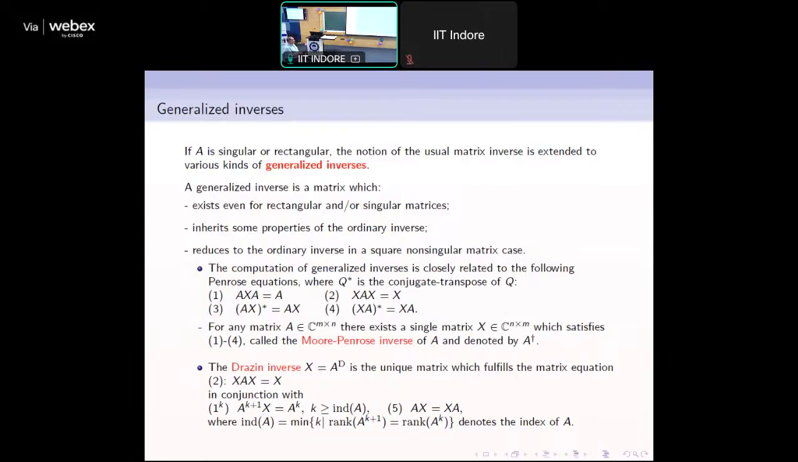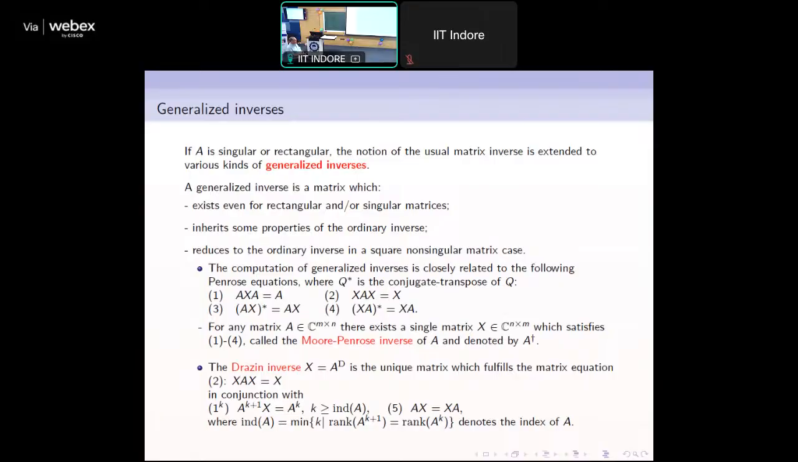Another unique G inverse is the Drazin inverse. It is the unique solution of matrix equation 2 and two additional matrix equations, 1k and 5. Property 5 means that the Drazin inverse is commutative with the original matrix. In property 1k, we have one natural integer, which denotes the index of the matrix.